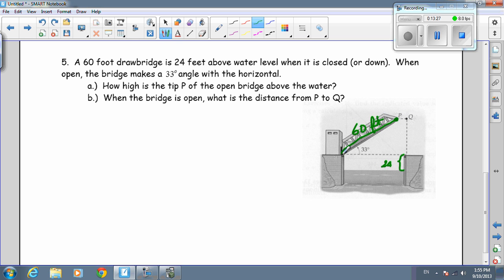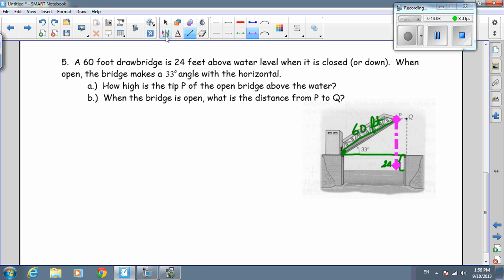Now, if I ask you this question, what is the distance from this to this? You should be able to tell me that it should be exactly 60 feet as well, because that's where the bridge will close. So this distance is 60 as well. All right, let's go ahead and figure out how high is the tip P of the open bridge above the water. So we want the distance above the water. So it's the distance from P all the way down to the water.